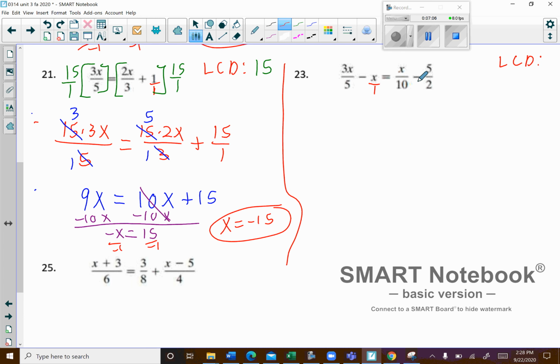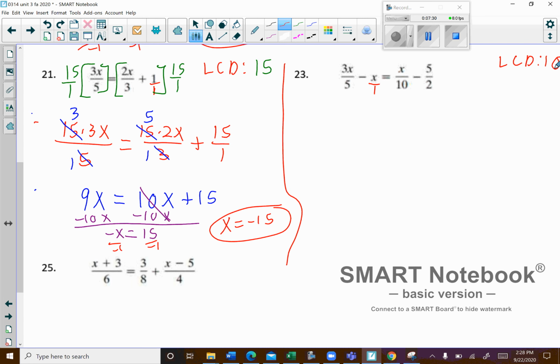I'm looking for the smallest number. So if I were to do 5 times 10, that's 50. It would actually work. It really would. But your numbers would be larger than they have to be. Or if I did 2 times 10, that's 20. And that would actually work also. But really, I don't really have to go above 10. 10 should be fine. All those numbers divide into 10 evenly.